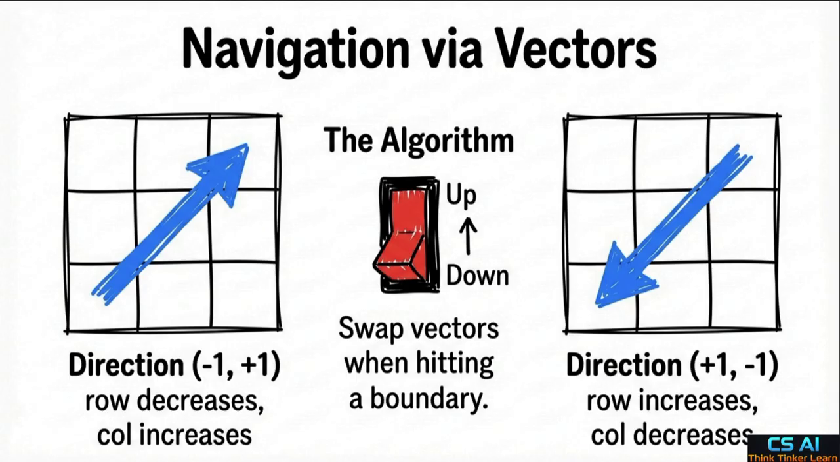Add the vector to your current position. If you hit a wall or boundary, flip the switch and swap your vectors to its opposite, like +1 and -1 in our case. This is how snake games or diagonal scan algorithms are written. It decouples the movement logic from the boundary logic, making your code much cleaner and easier to debug. It turns the entire problem into a simple physics simulation.